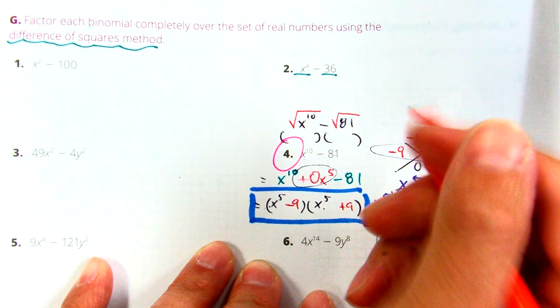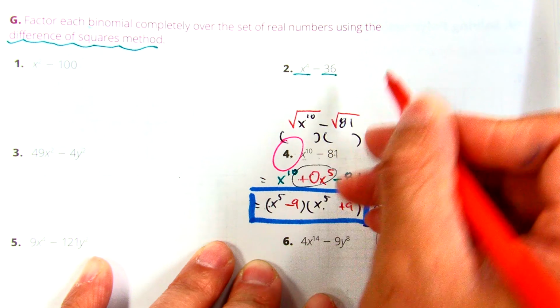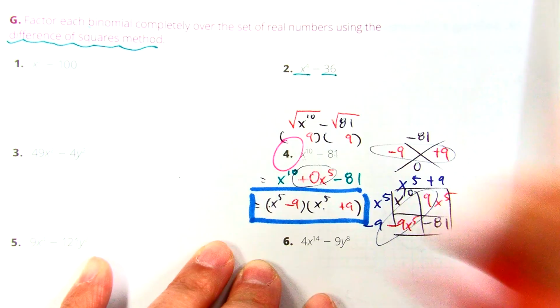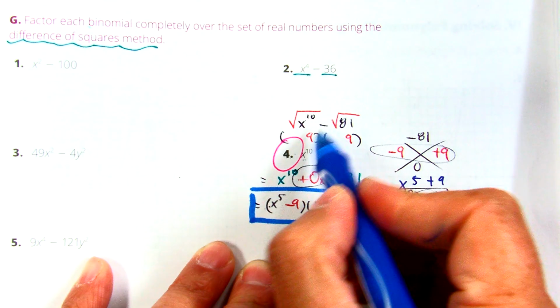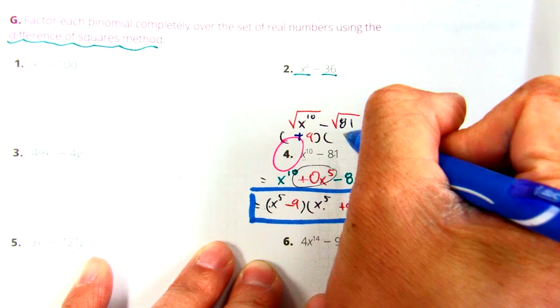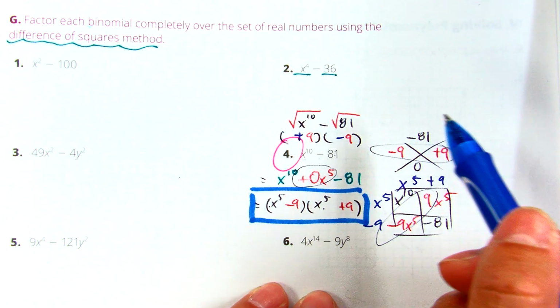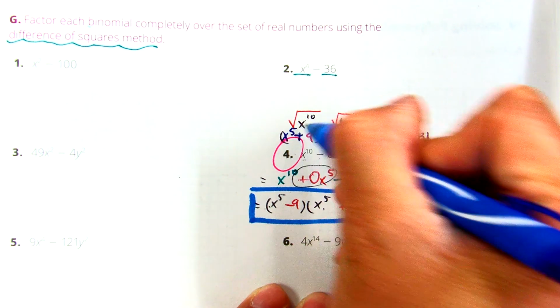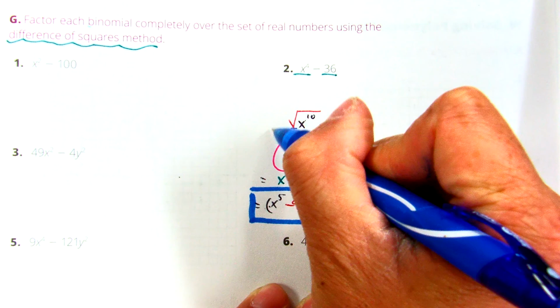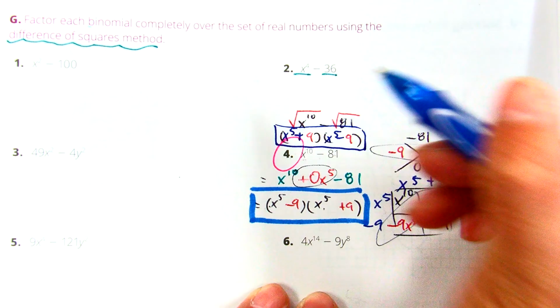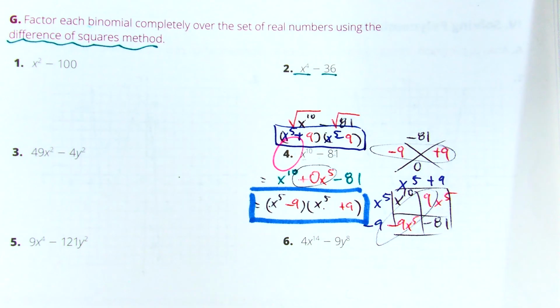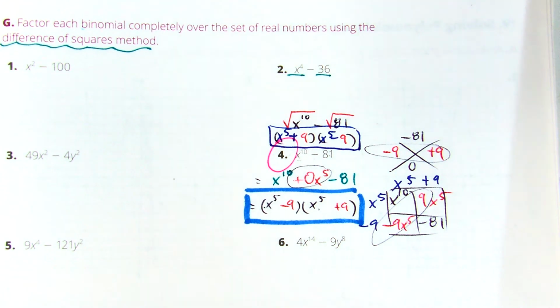Class, the square root of 81. You're going to make one of these plus, and one of those minuses. And the square root of X to the 10th power, X to the 5th. So that's only when you can identify that it is a difference of squares problem.